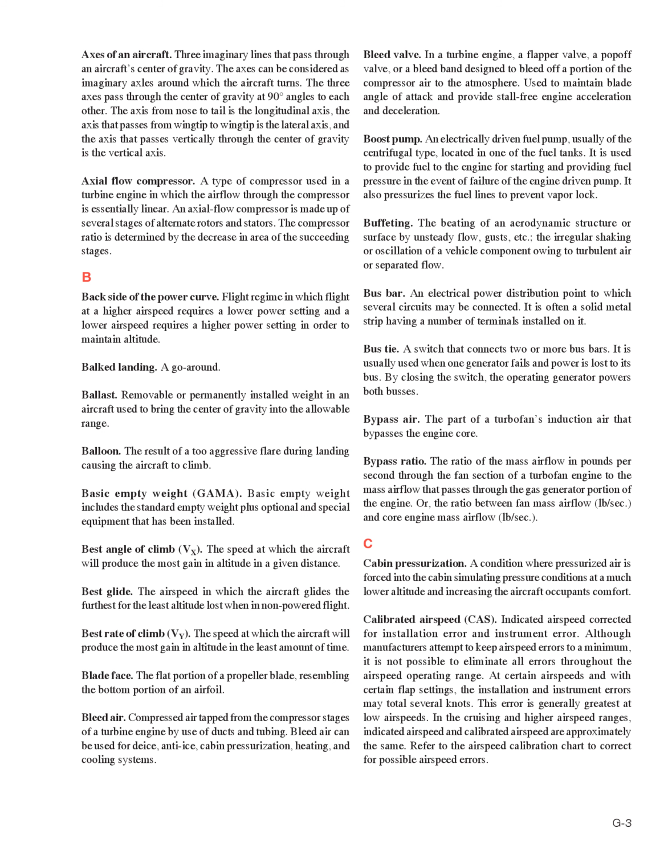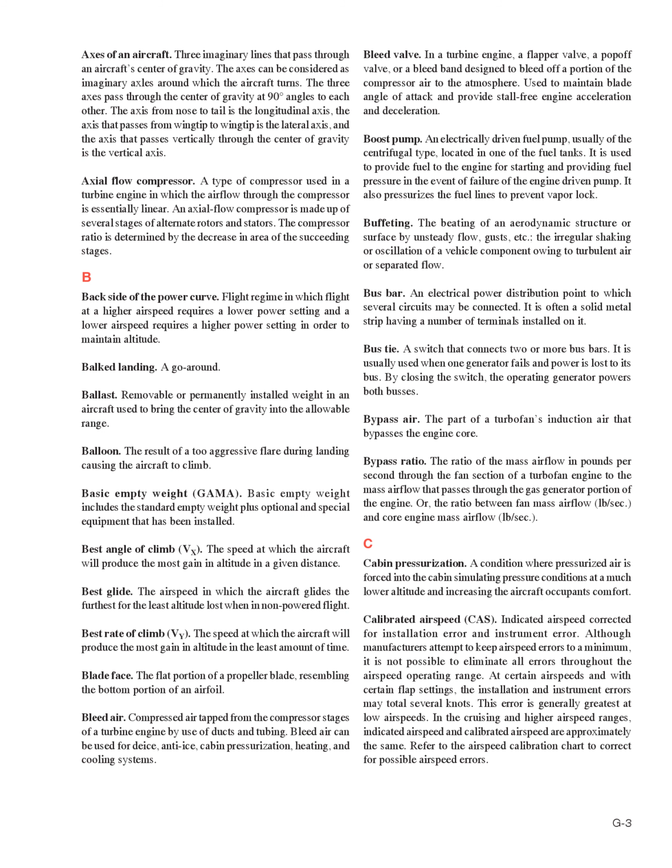B. Backside of the power curve. Flight regime in which flight at a higher airspeed requires a lower power setting and a lower airspeed requires a higher power setting in order to maintain altitude. Balked landing. A go-around. Ballast. Removable or permanently installed weight in an aircraft used to bring the center of gravity into the allowable range. Balloon. The result of a too aggressive flare during landing causing the aircraft to climb.